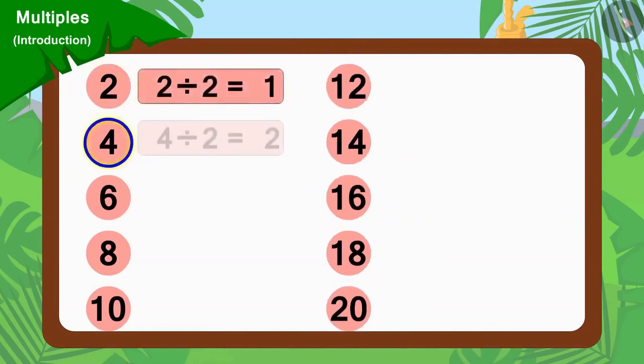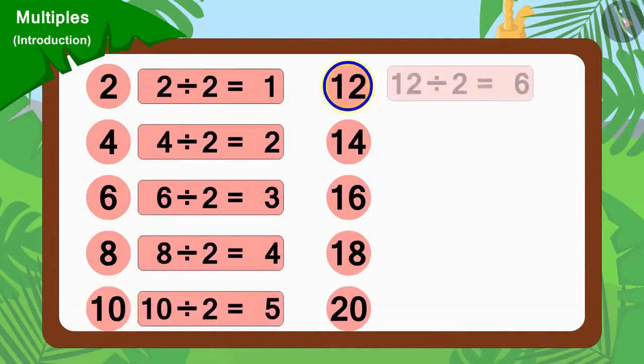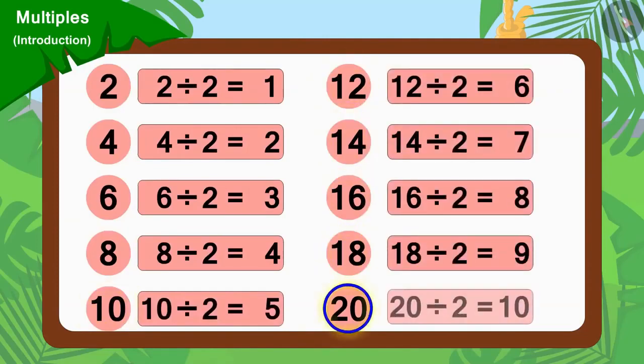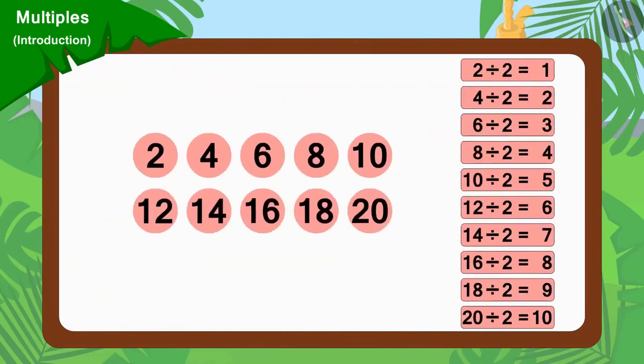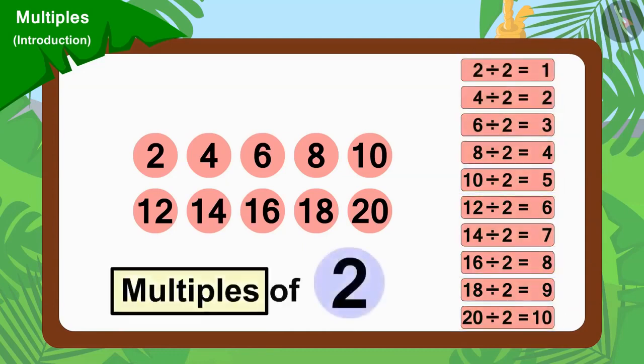Yes, we can divide all these numbers by 2. Numbers that can be divided by 2 are multiples of 2. In this way, 2, 4, 6, 8, etc. are multiples of 2.